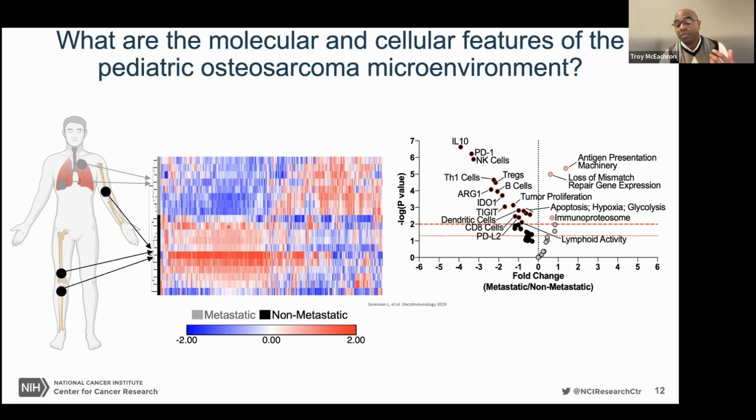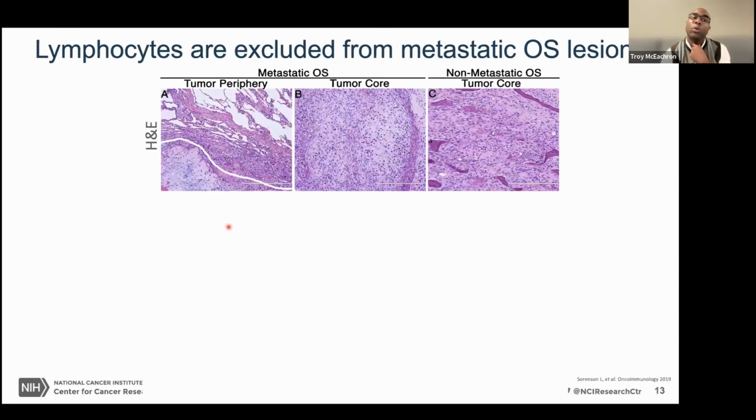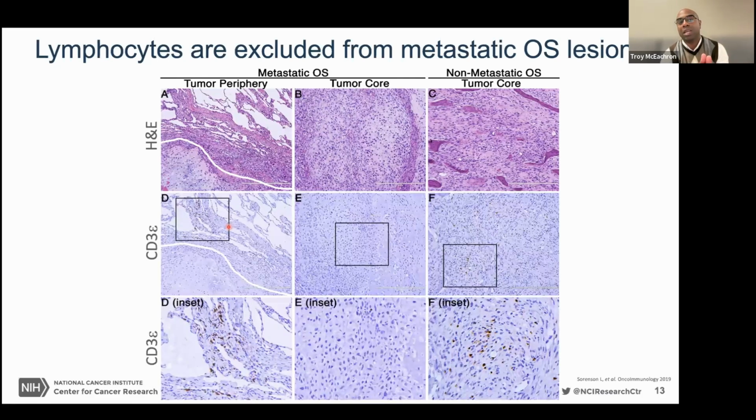But this was a very interesting study, which led to a variety of hypotheses. One of the things that we noticed is that lymphocytes are actually excluded from the metastatic osteosarcoma. So essentially what this means is that when we look at the actual tissues, we can see these lymphocytes. So these are T cells stained with CD3 epsilon. They're in the non-tumor region of this metastatic lesion, but never actually make it into the core. So this white line delineates the lung parenchyma from the actual tumor core. These T cells are in the lung parenchyma, but really never make it into the tumor core. Whereas in primary osteosarcoma, you can actually see T cells kind of scattered throughout.